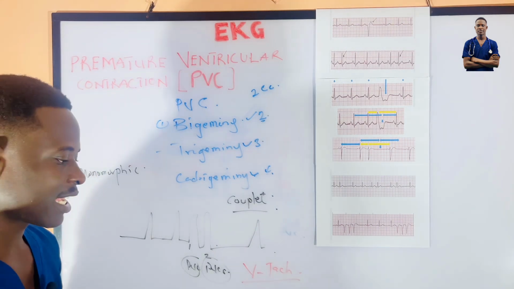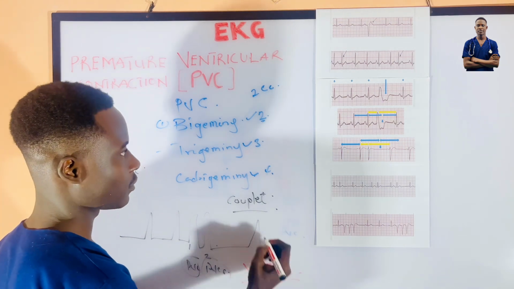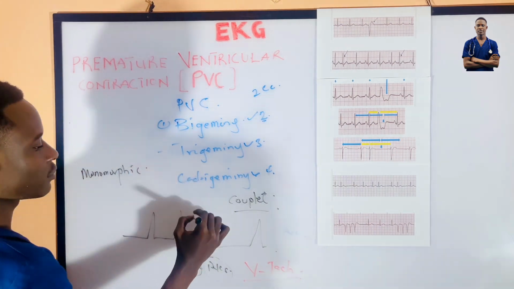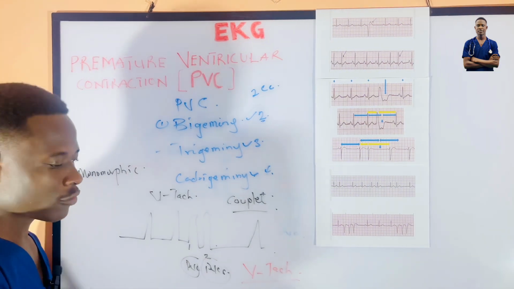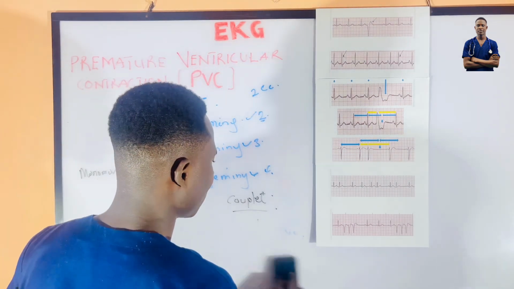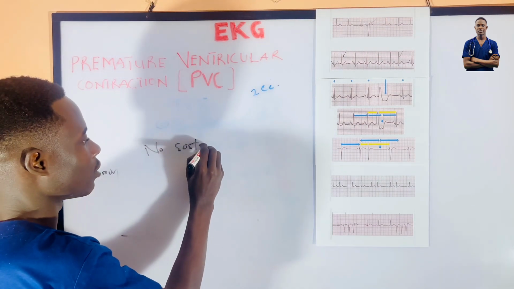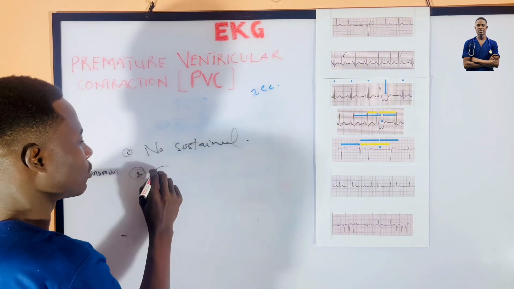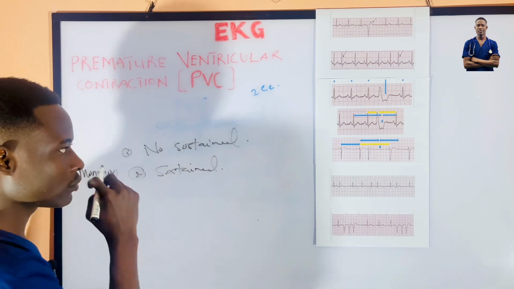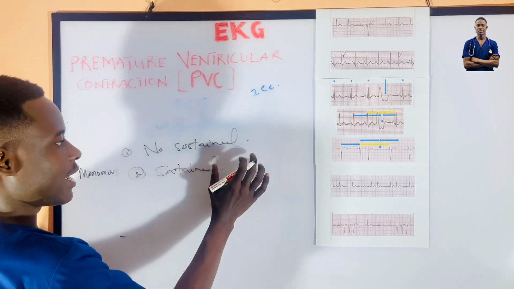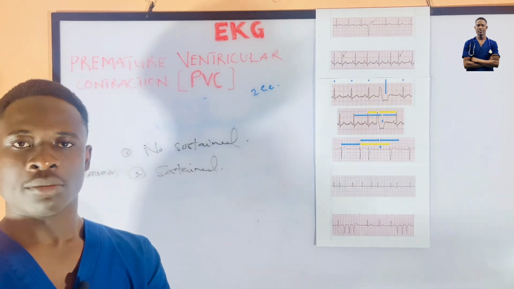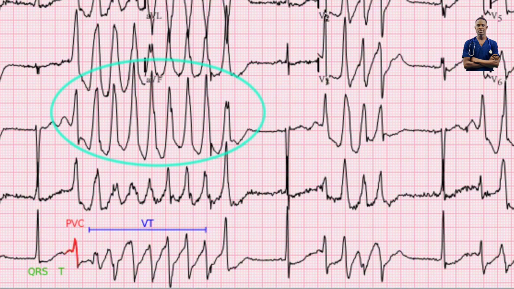Now, the ventricular tachycardia can be not sustained or sustained. For the non-sustained, the extrasystoles or PVCs generated, 3 or more PVCs, the time taken for their generation is less than 30 seconds.